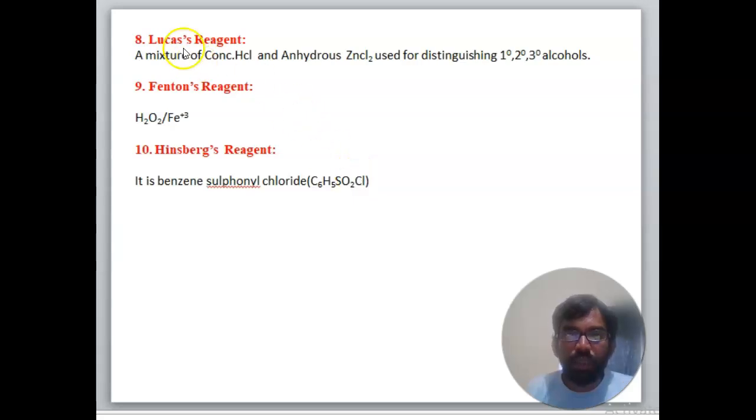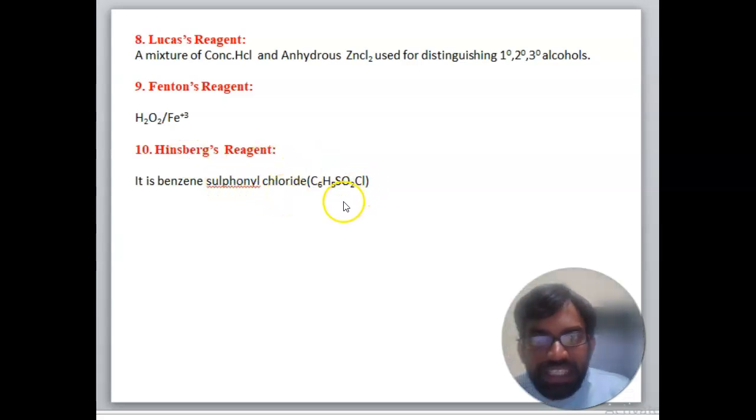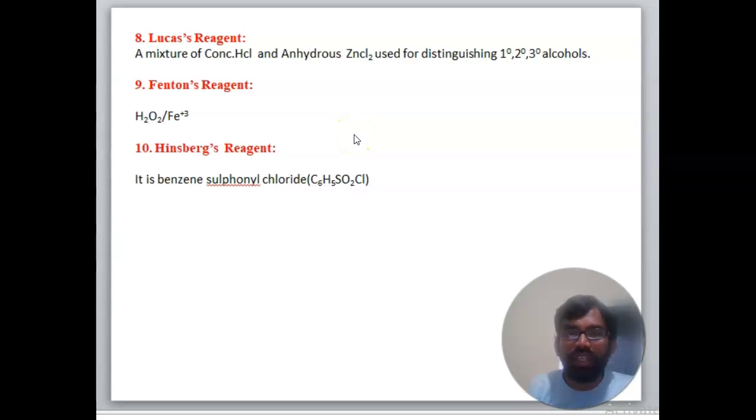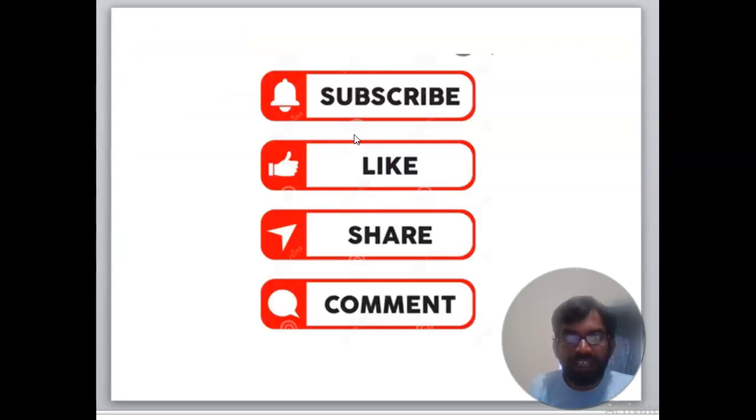And the next one is Lucas reagent, a mixture of concentrated HCl and anhydrous ZnCl2, used to distinguish primary, secondary and tertiary alcohols. Fenton's reagent is H2O2, hydrogen peroxide, with ferric Fe+3. And Hinsberg reagent is benzene sulfonyl chloride, C6H5SO2Cl. So these are the reagents we need to know for our chemistry.